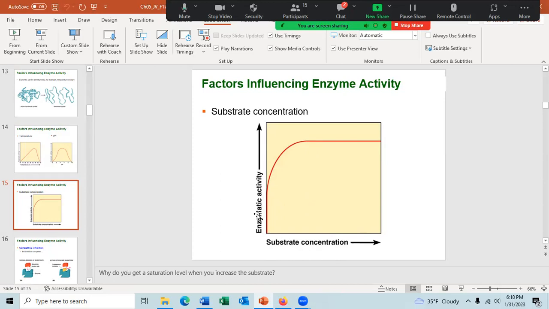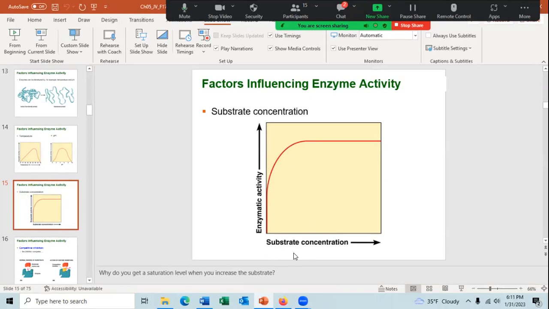Does that make sense? Think about it if it doesn't. So then you're saying that there's always a limit? Well, there's a limit when you increase the substrate concentration. There will always be a limit. Once you increase the substrate concentration so that all of the enzymes are bound to a substrate, you cannot speed up the chemical reaction any further by increasing the substrate concentration.